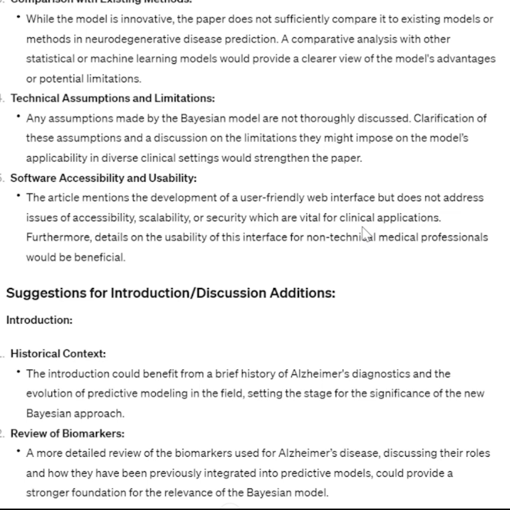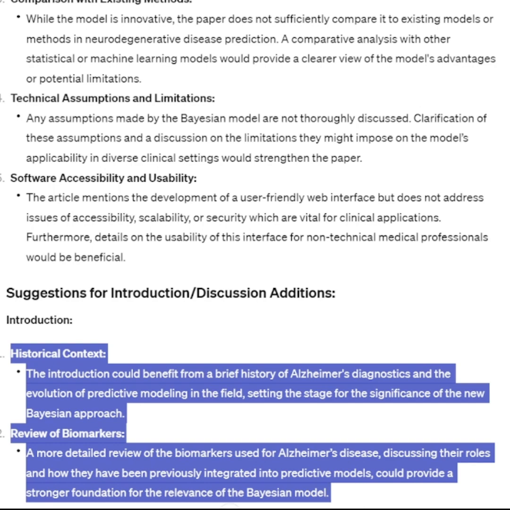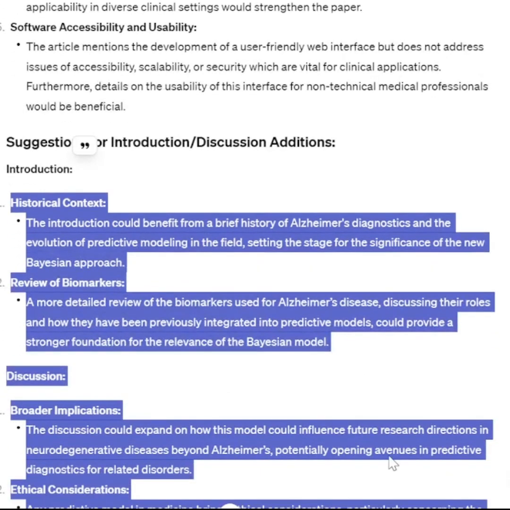5. Software accessibility and usability. The article mentions the development of a user-friendly web interface, but does not address issues of accessibility, scalability, or security, which are vital for clinical applications. Furthermore, details on the usability of this interface for non-technical medical professionals would be beneficial.